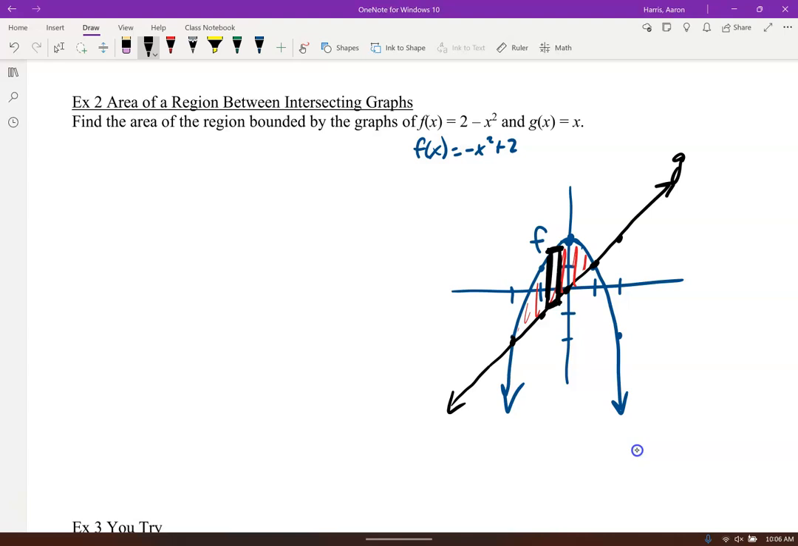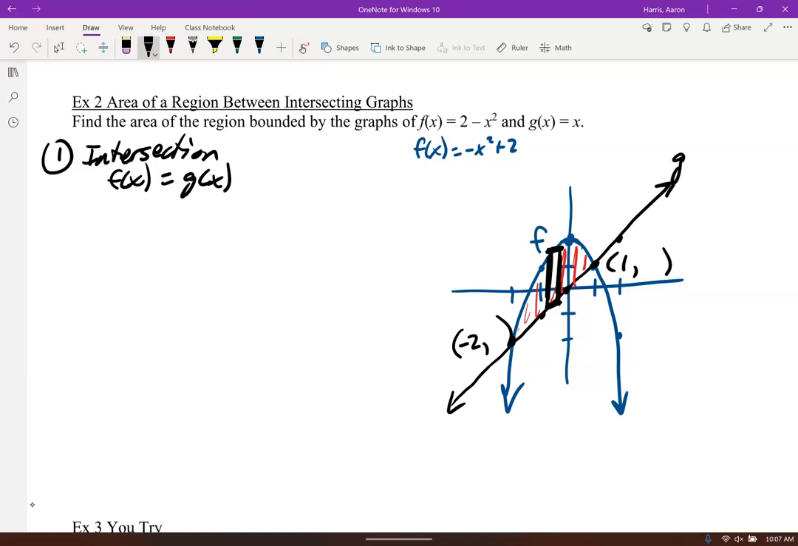And then we're going from what x value to what x value. You can probably tell from my graph, since we did graph it already. It goes from negative 2, and notice they hit here at 1, right? If you didn't know, make sure you find their intersection first. Like, where do these two hit? Where does f of x equal g of x? Well, where does 2 minus x squared equal x, right?